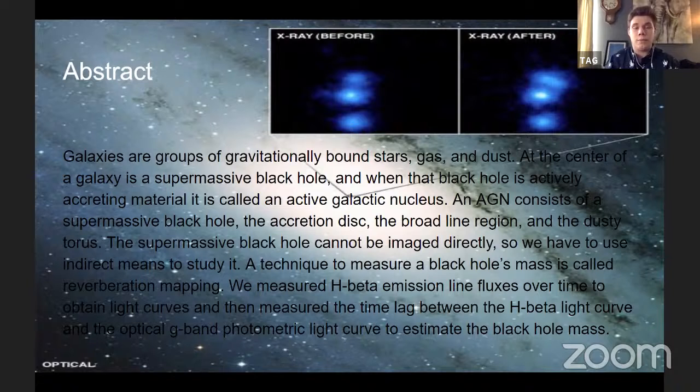Supermassive black holes cannot be imaged directly, as we have learned from last year. So we have to use indirect means to study them. A technique to measure the black hole's mass is called reverberation mapping. We're going to get to that soon. We measured the H-beta emission line fluxes over time to obtain light curves, and then measured the time lag between the H-beta light curve and the optical D-band photometric light curve to estimate the black hole mass. Next slide, please.